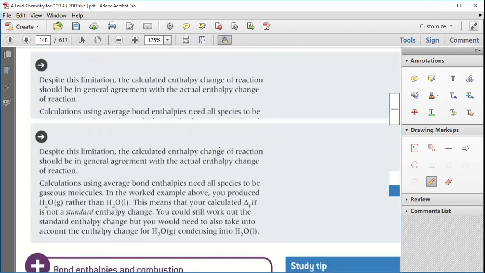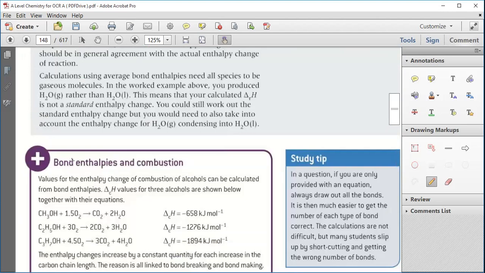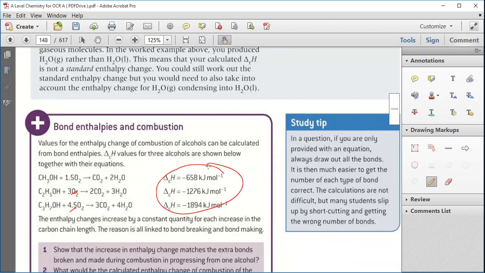Now this is bond breaking and then bond formation. The same thing can happen in the case of combustion. The value of the enthalpy change of combustion of an alcohol can be calculated by the bond enthalpies, delta H C. The combustion values for the 3 alcohols are given below. CH3OH plus 1.5 O2 gives you CO2 plus H2O. The different energies are given.